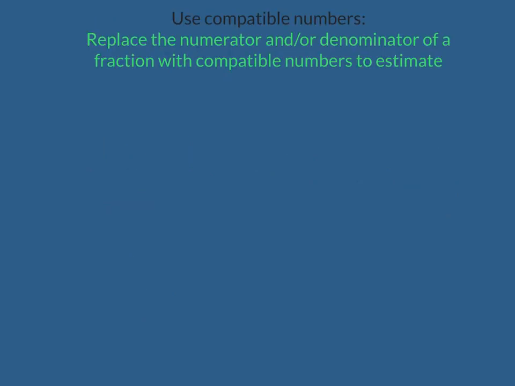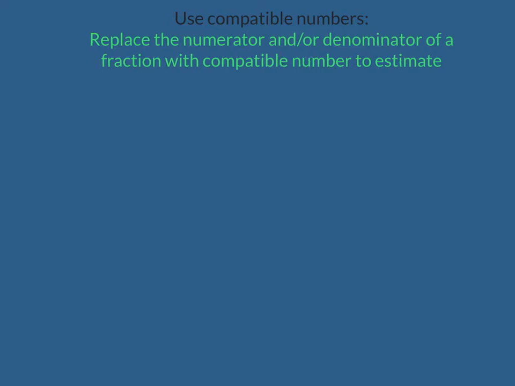Another way to estimate fractions is to use compatible numbers. So you would replace the numerator and/or denominator of a fraction with a compatible number to estimate. So let's take a look at some examples. If I have 1/32, 1 is really close to 0. I could estimate that as being 0/32, which equals 0. So that's going to be really close to 0.